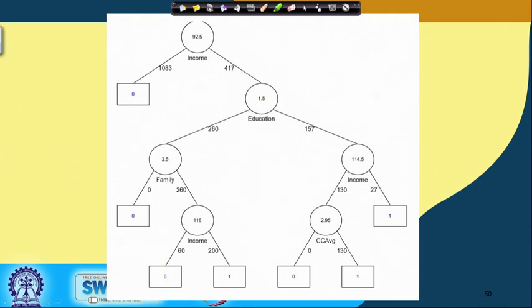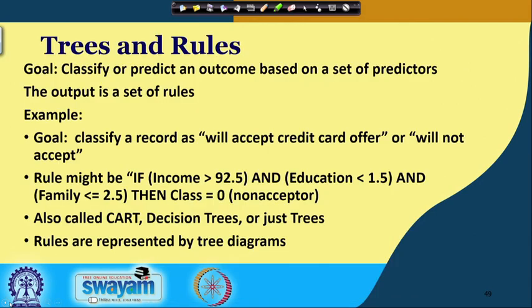So, let us see a good example. I have found this example, so I want to show you so that it will be very easy to understand. We have to classify or predict an outcome based on a set of predictors, and the output is a set of rules. Our goal is to classify a record as to whether a person will accept a credit card offer or not. I am just giving an example so that it will be easier for you to understand what is going on in this classification regression tree.